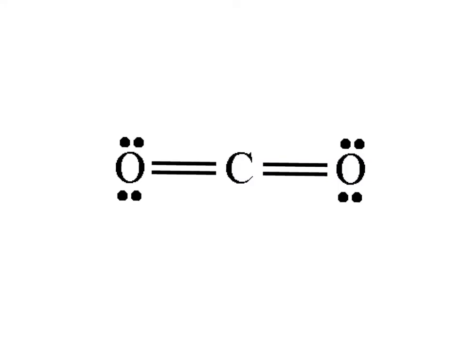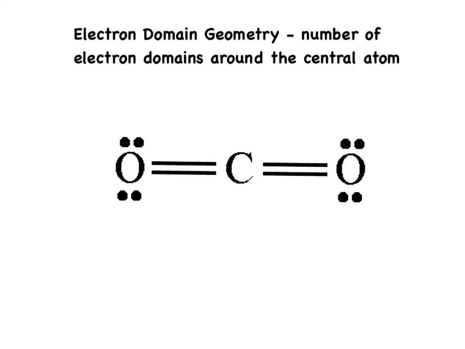The first thing we'll do is determine the electron domain geometry, which is the number of electron domains around the central atom. If you want to know the number of electron domains around the central atom, just count up how many bonding sites there are. So carbon, being our central atom for carbon dioxide, has a bond here and a bond here. Therefore, carbon dioxide has 2 electron domains around the central carbon, which makes our electron domain geometry for carbon dioxide linear.